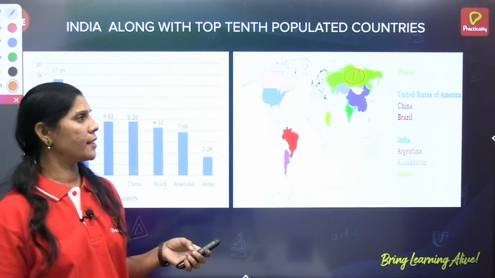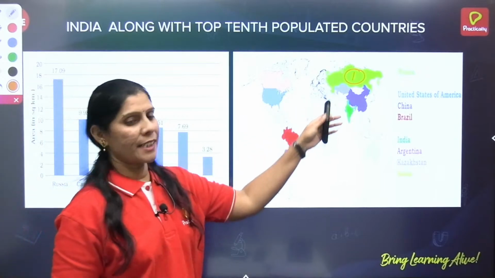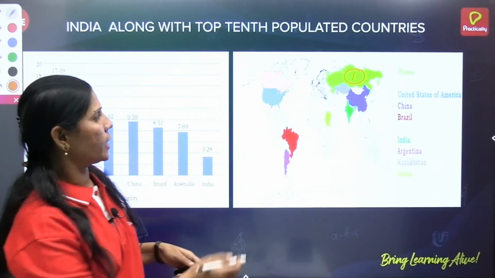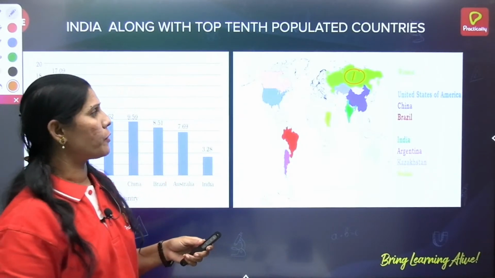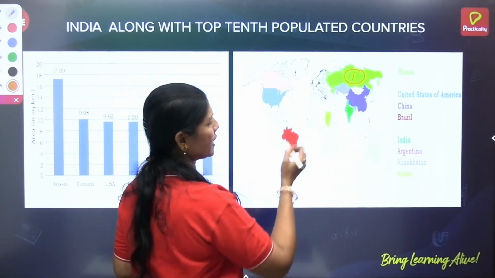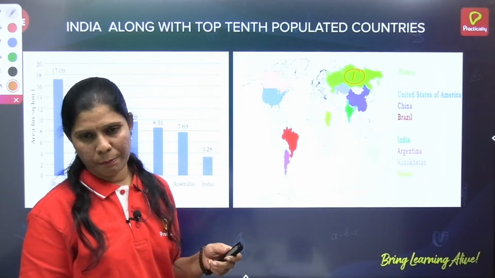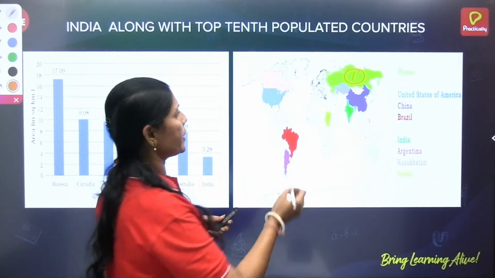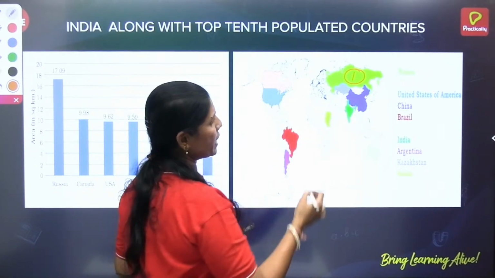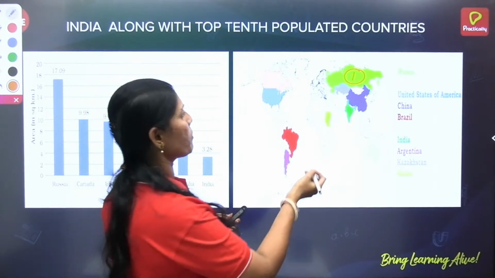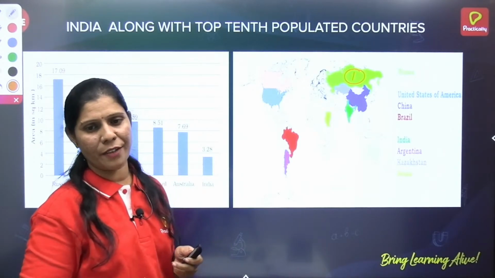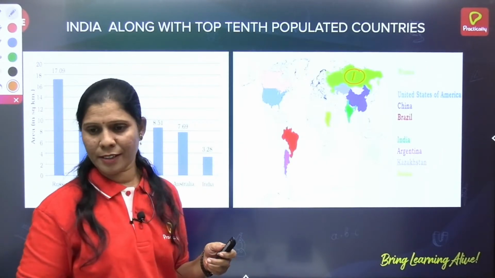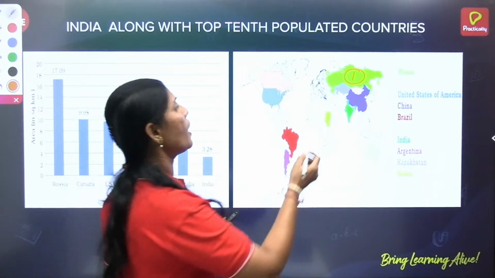I think you can see this. Now, let us have a look over this map. Here, country one, identify the country from the given map. Here, these are the colored maps. Yes, colored areas are the highly populated areas. Identify from the map. Now, the first, identify the first country. Yes, it's Russia.